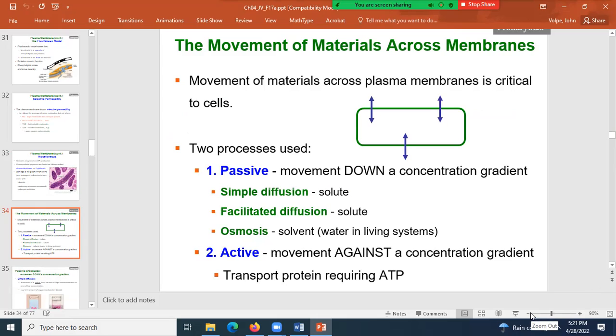All right, the movement of material across the plasma membrane is critical to cells. There are two ways that material can move across the plasma membrane. The first is passive, the second is active. So in passive processes, the material moves down its concentration gradient. That means things move from areas of high concentration to areas of low concentration.